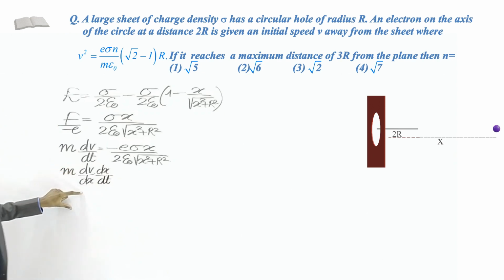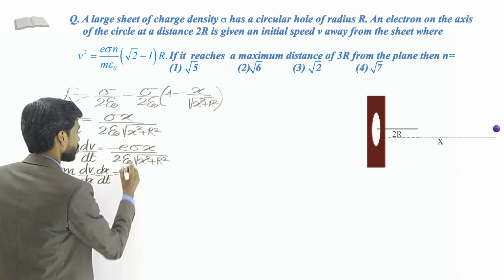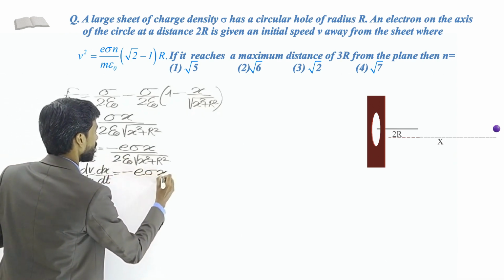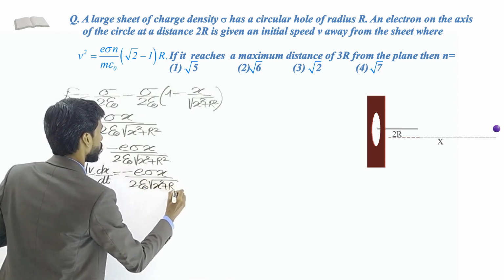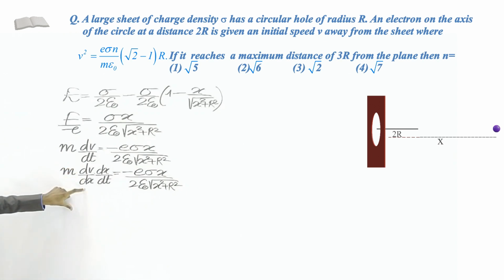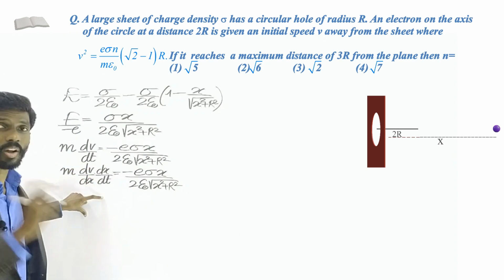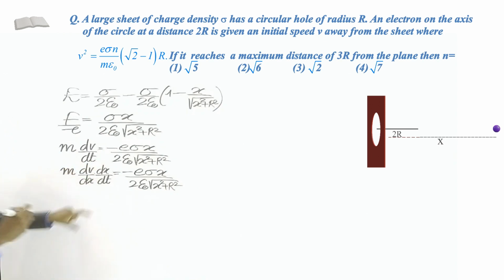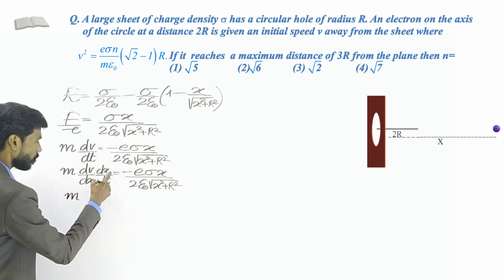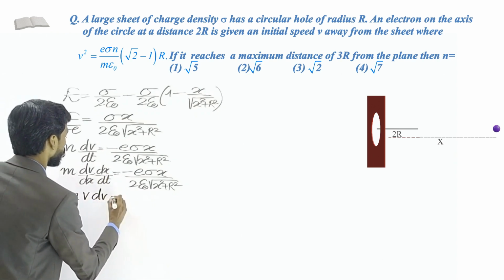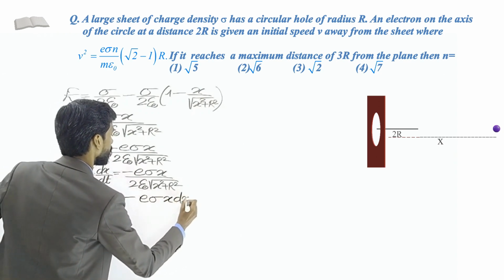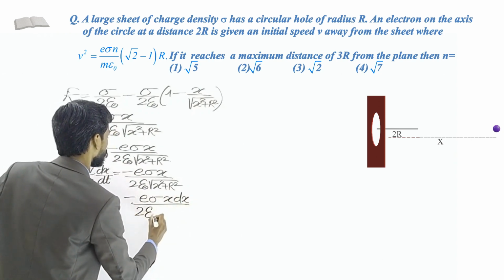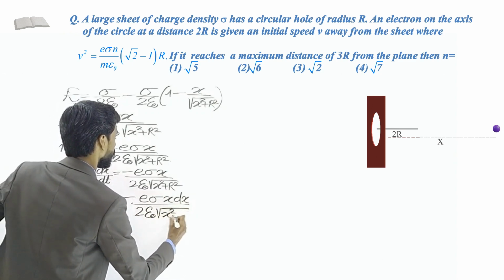So dv by dx times dx by dt, that is the same as dv by dt. So this value equals minus e sigma x divided by 2 epsilon 0 square root of x squared plus r squared. Now, dx by dt is the rate of change of displacement, so that is the velocity. So m multiplied by this is v, so m v dv equals minus e sigma x dx divided by 2 epsilon 0 multiplied by x squared plus r squared.